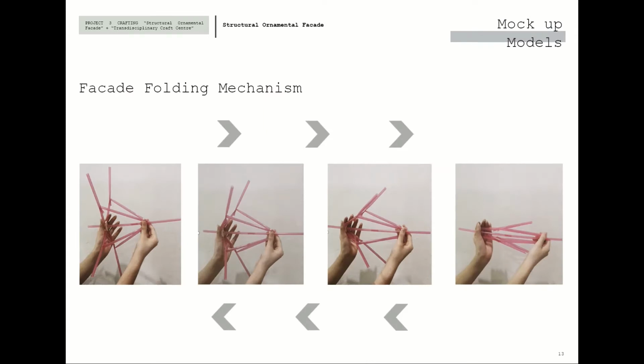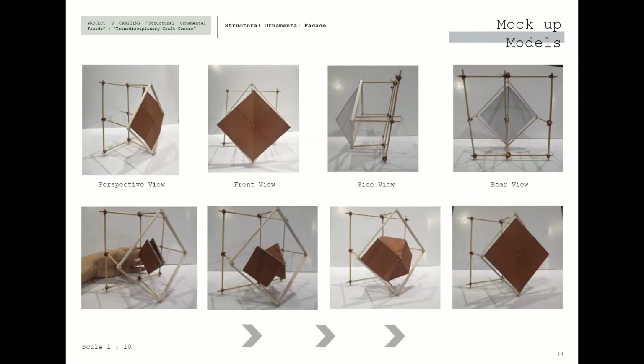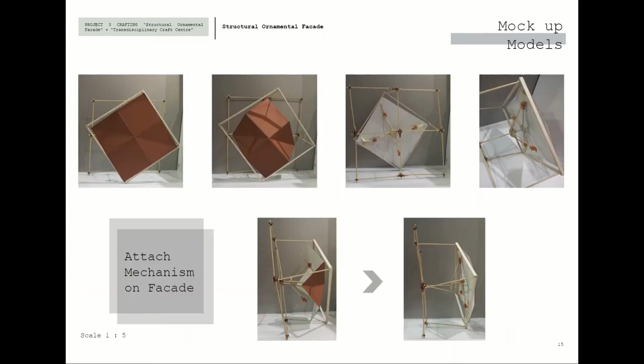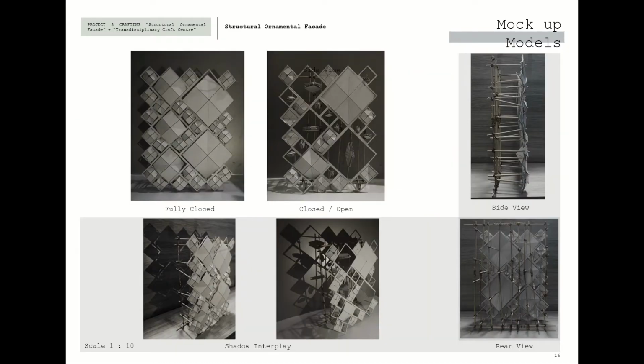Moving on to mock-up models. First, I tried and tested the folding mechanism, how it contracts and expands. And then a mock-up of a single unit facade, just building up the structural frame to test its stability and see how the facade works. And a mock-up which attached the folding mechanism to the facade, and came out with the model of the full screen facade with the supporting structure.